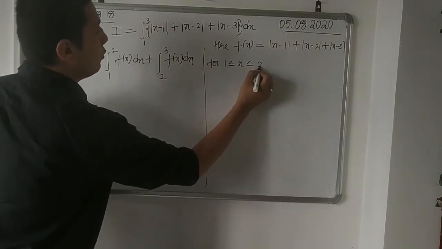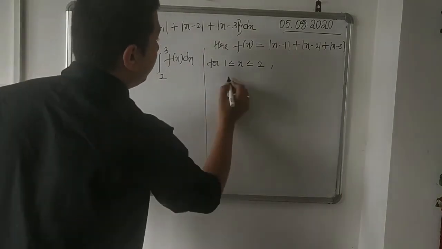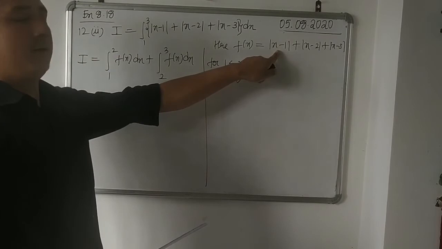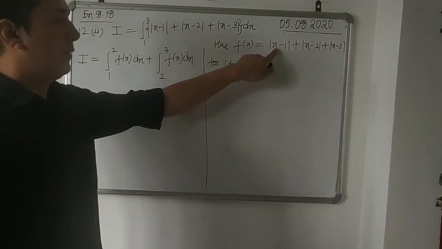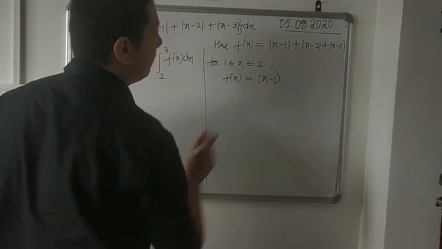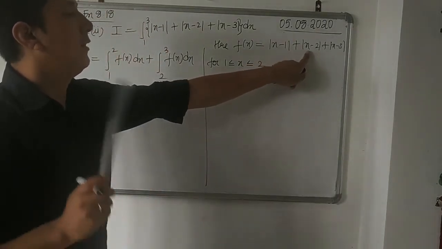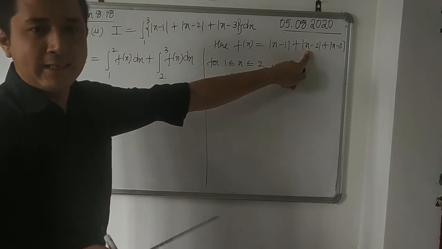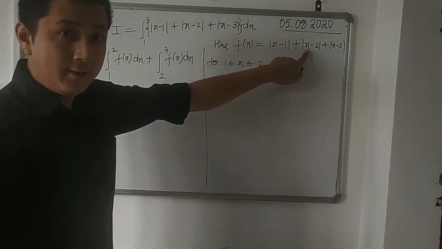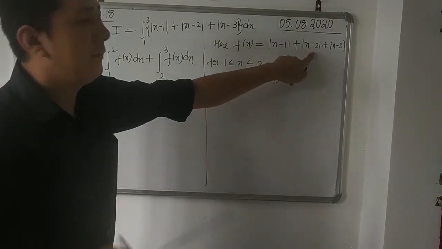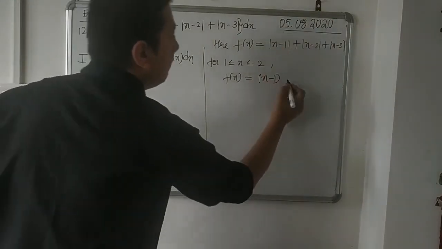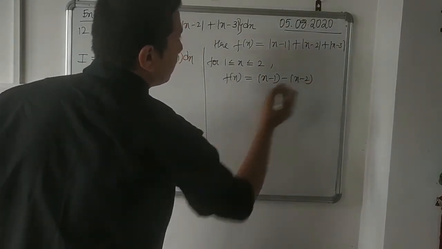Okay, so for x between 1 and 2, f(x) will be, okay, if I put x equals 1 or x equals 2, I'll be getting 0 or positive, so hence the value will be positive, no problem. Now if I put x equals 1 here, you can clearly see I'll be getting negative. 1 minus 2 is minus 1, isn't it? But the modulus function makes it positive, so the value for this will be minus of (x minus 2).